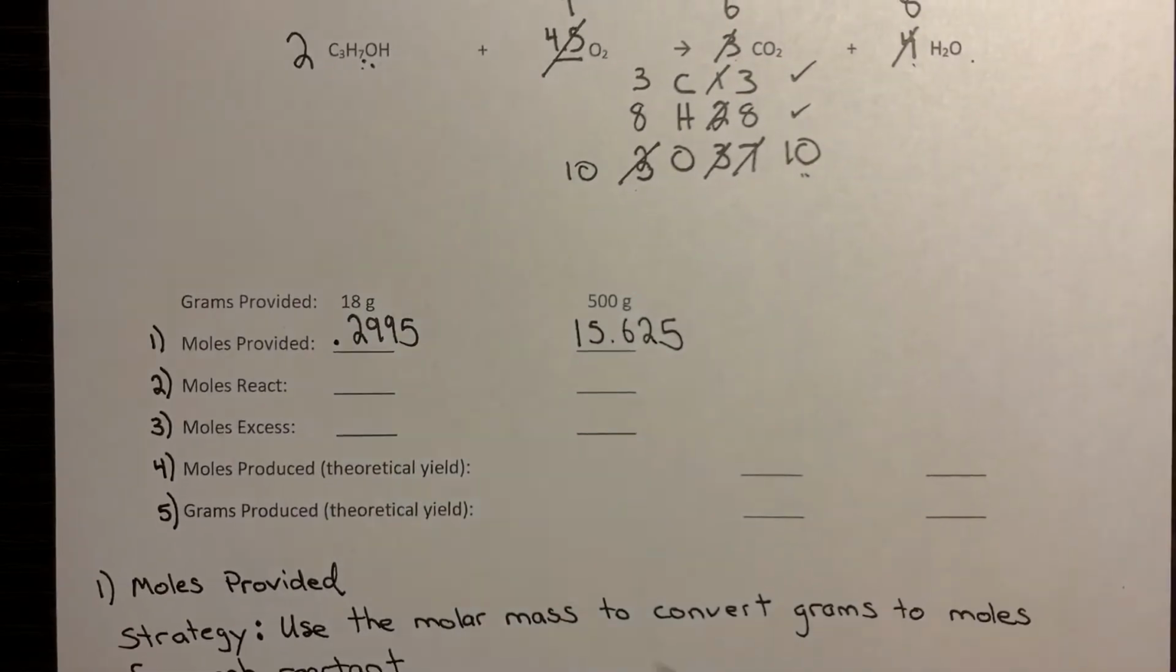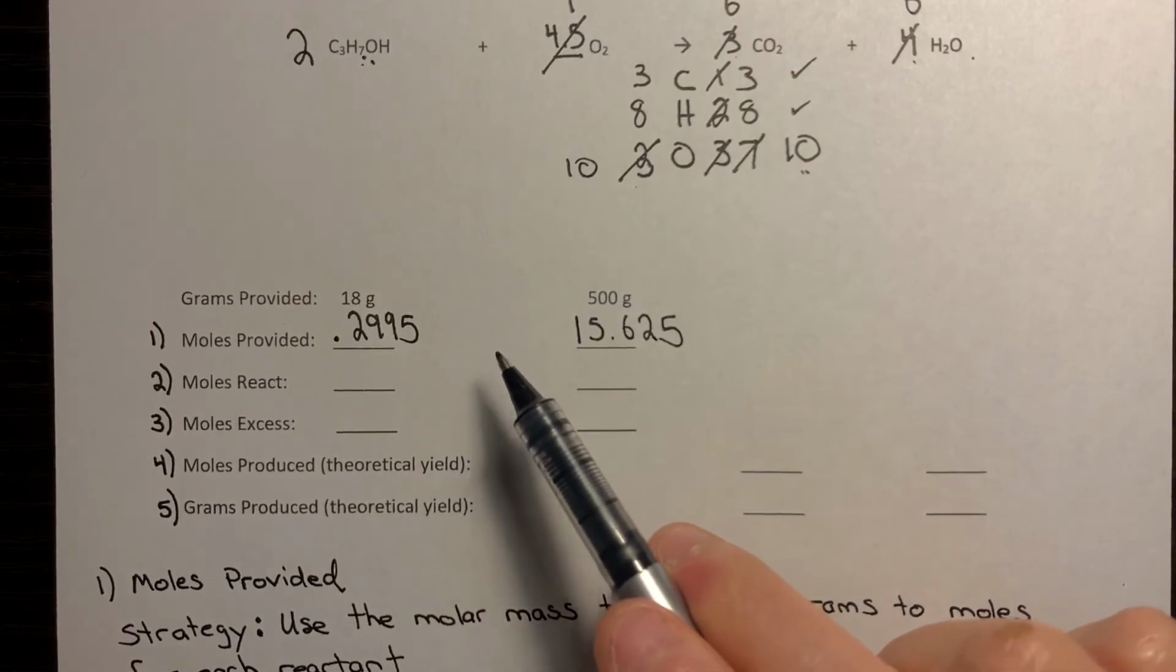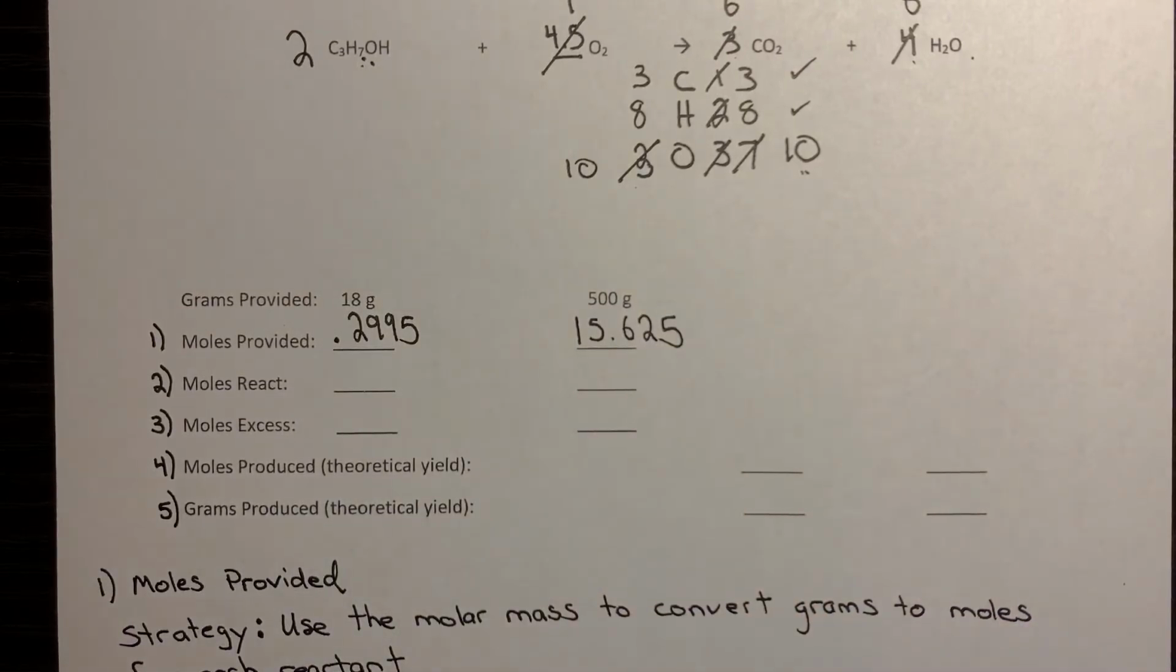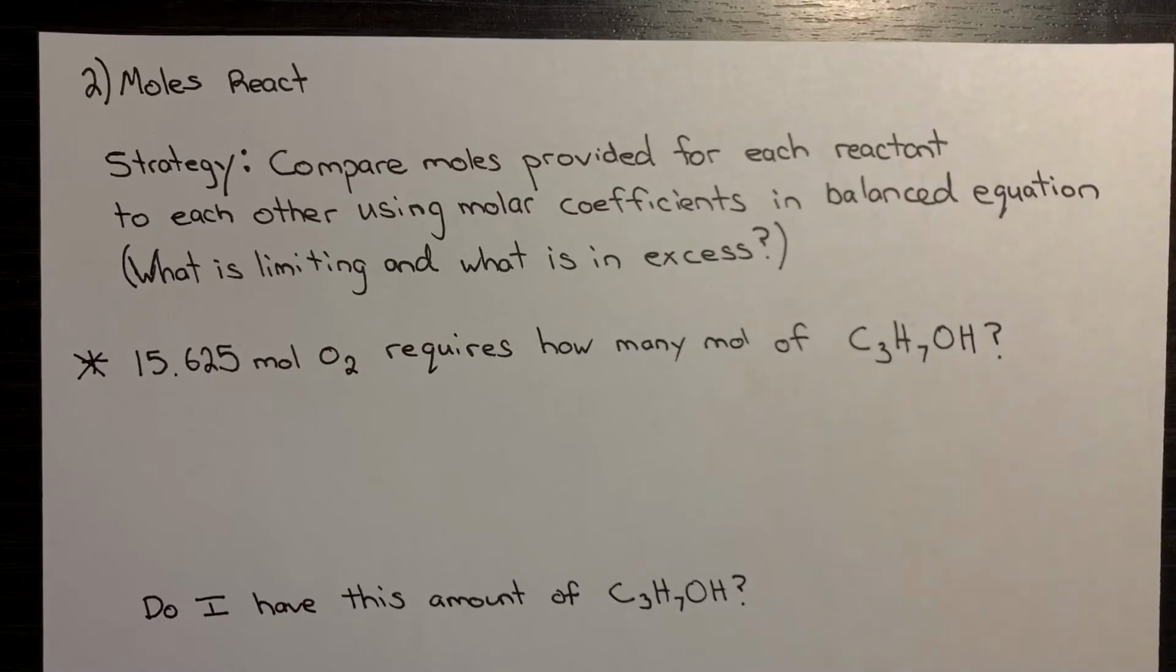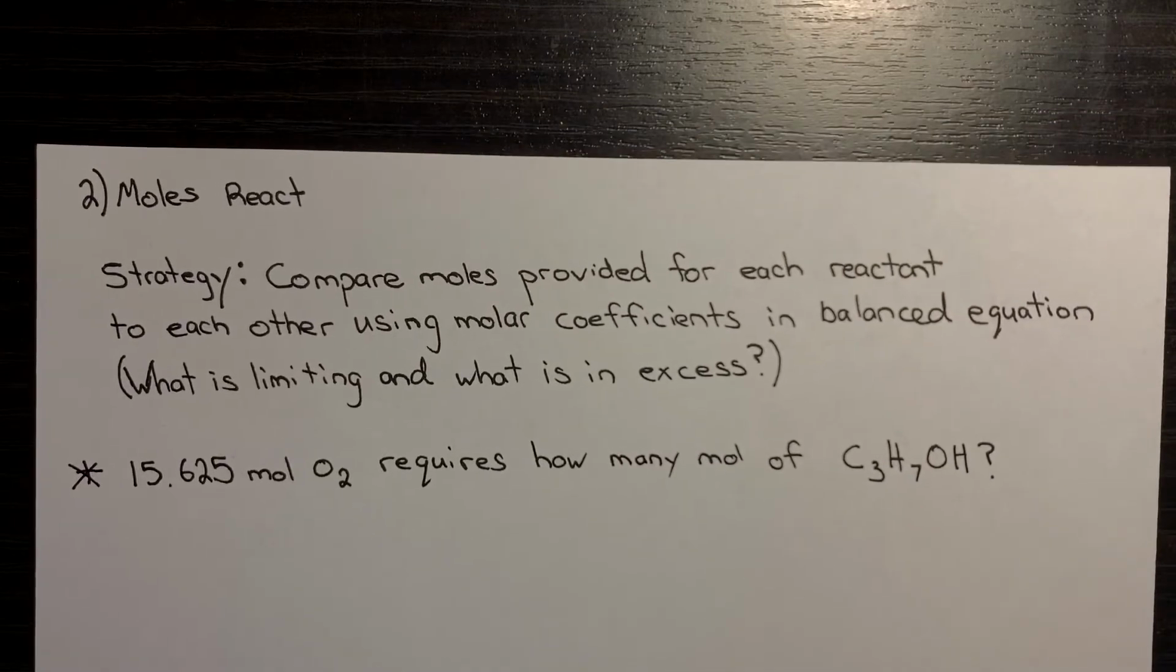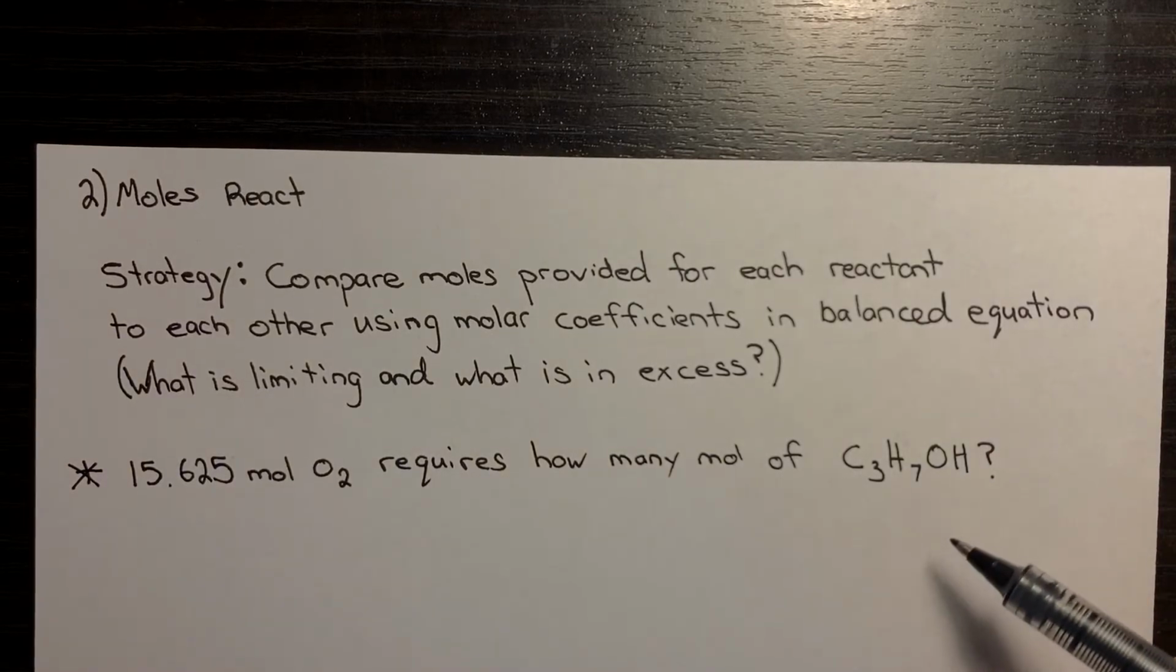All right, so that first step, I've solved for the moles provided. The next thing I want to do is figure out, okay, well, how many moles actually react, right? And the way that I'm going to do that is to compare the moles provided for each reactant to each other using the molar coefficients in the balanced equation, okay? And what this is really going to allow me to do is to figure out what is limiting and what is in excess. And so this first question we want to attend to is, we just got done solving for 15.625 moles of oxygen. Well, how much of that 2-propanol is actually going to be required to react with that amount of moles of oxygen?